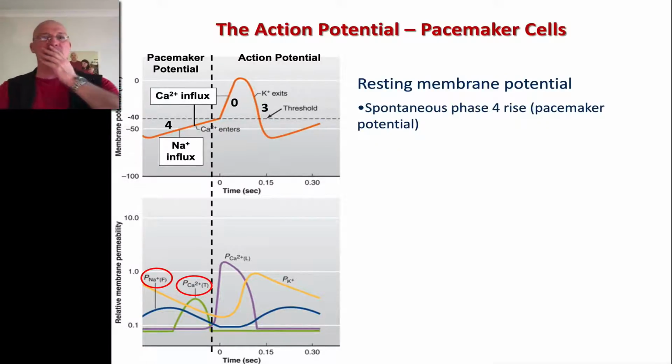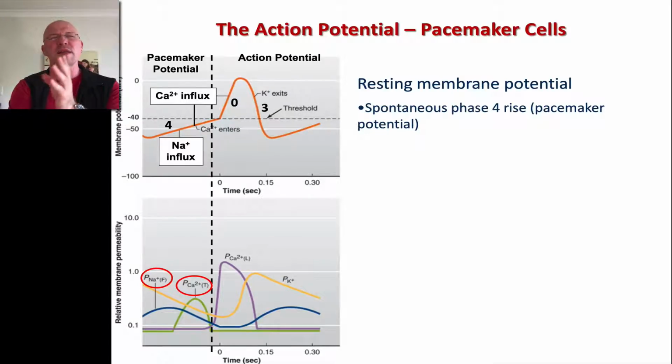So let's talk through this a little bit. If you look in the first picture at the top there, the one labeled action potential, you'll see that this is an action potential of a pacemaker cell. And it looks different. It's a different shape and it's got different numbers and it does slightly different things.